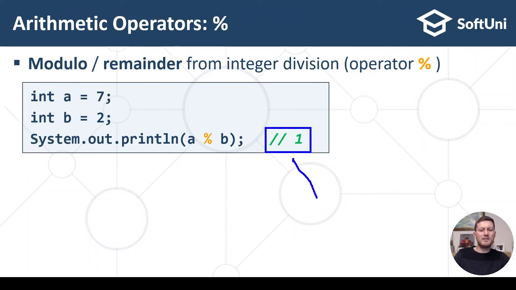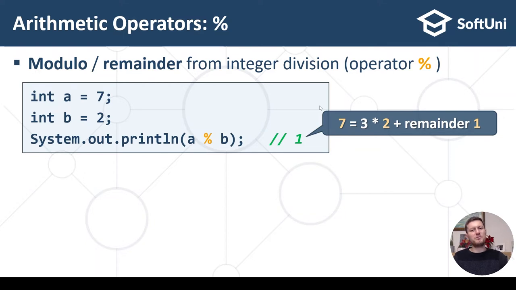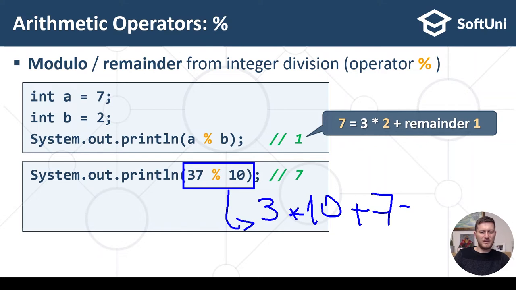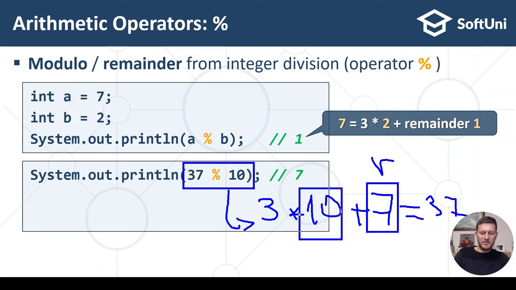This is the remainder from the division. And 7 is 3 multiplied by 2, the division result is 3, and the remainder is 1, and 3 multiplied by 2, 6 plus 1 is equal to 7. Similarly, if we divide 37 by 10, the result will be 3, because it's 3 times 10 plus 7, and this is 37. So this is the remainder, and this is the result from the division.